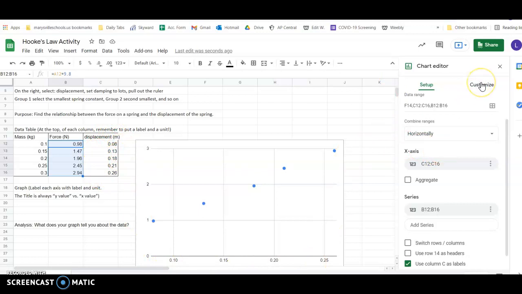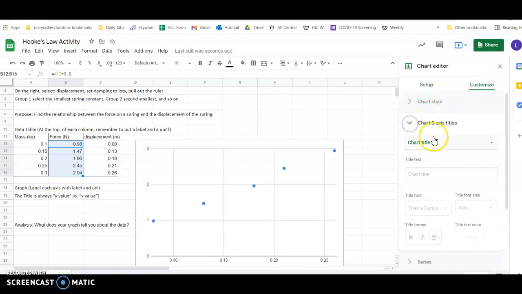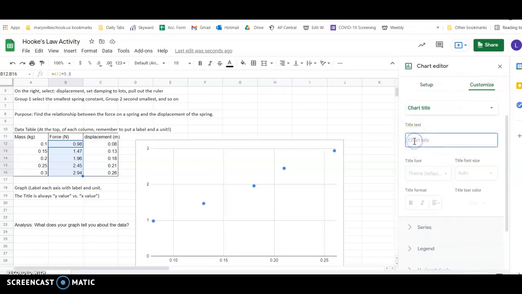So now we're going to head over to Customize, and you're going to go to Chart and Axis Titles. The chart title, you do not get to be creative. It is always what's on the y-axis versus what's on the x-axis. And our y-axis is force. You don't need units in the title. And then versus the x-axis is displacement.